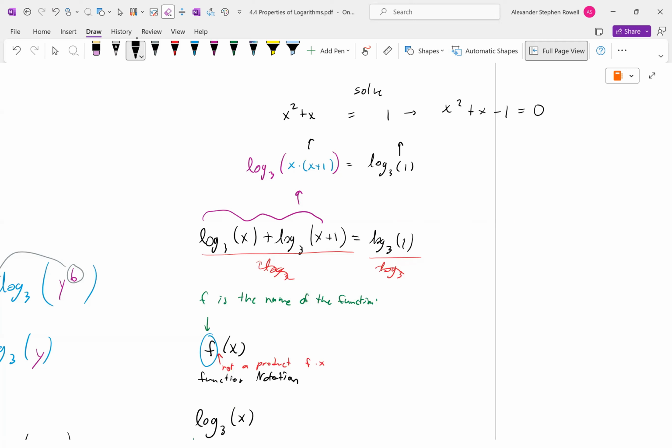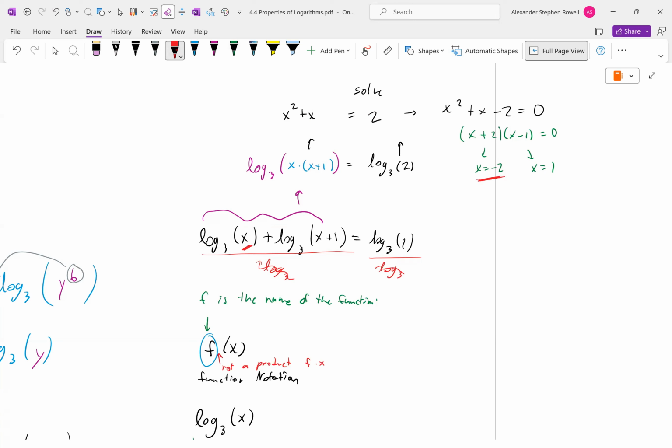How could I change this to make it factorable? So factors of -1. Maybe if we make that a 2, factors of -2, that's factorable, right? What does it factor into? X plus 2, x minus 1. X equals -2, x equals 1. And we have to check.